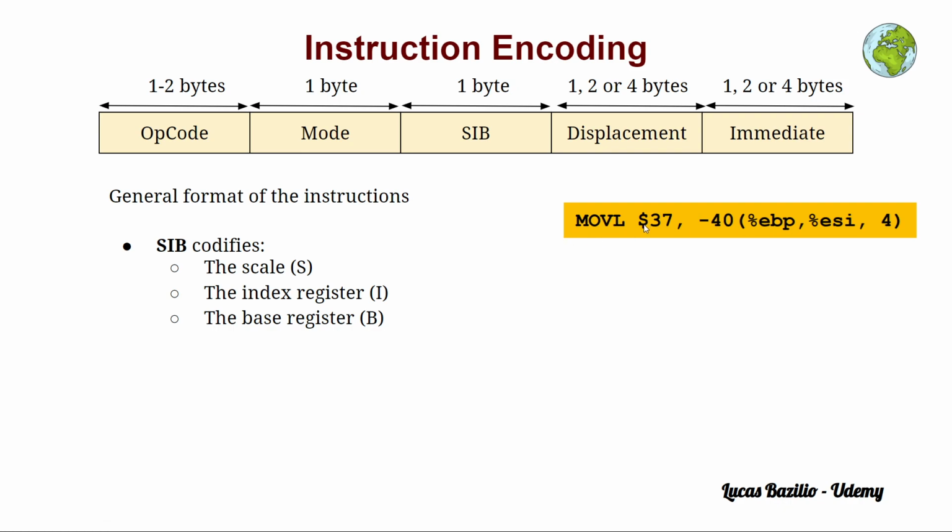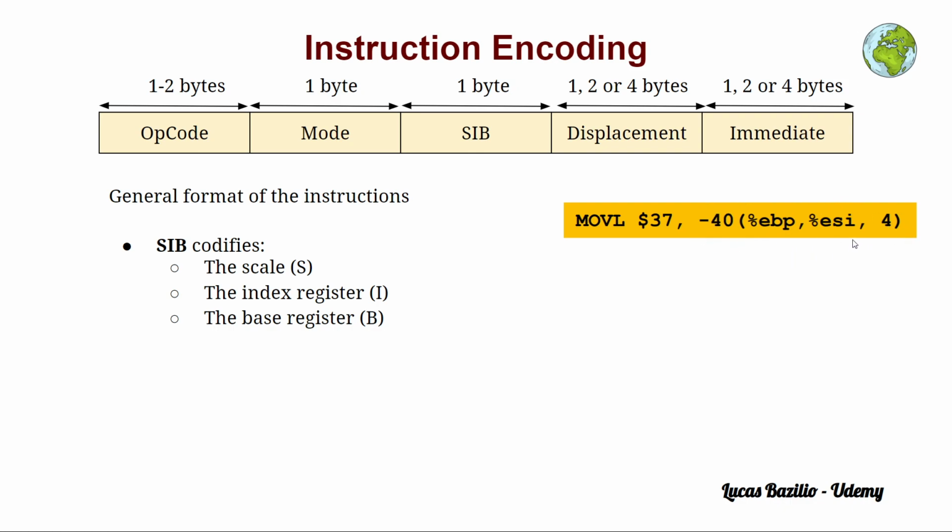If we examine the first value we have here, it is this $37. So remember, this is an immediate value. Whenever we write the dollar sign, this is an immediate value. Then the second argument of this instruction is a memory location that we are going to access. So it is an addressing mode. What is this addressing mode?